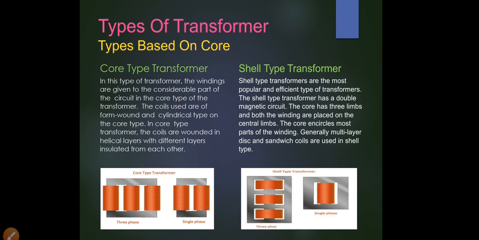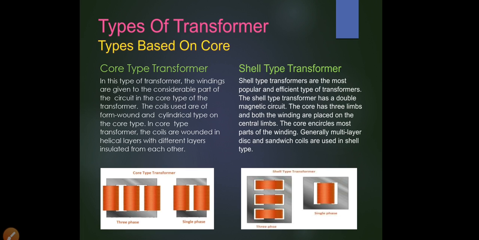If we come to the shell type transformers, they are the most popular and efficient type of transformers. The shell type transformer has a double magnetic circuit, and the core has 3 limbs, and both the windings are placed on the central limb. You will observe that the central limb is there. So the core encircles most parts of the winding. Therefore multi-layer disc and sandwich coils are generally used in the shell type.